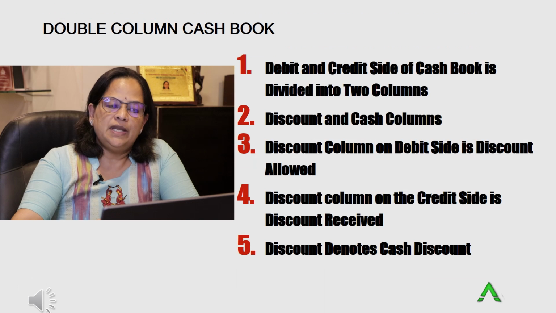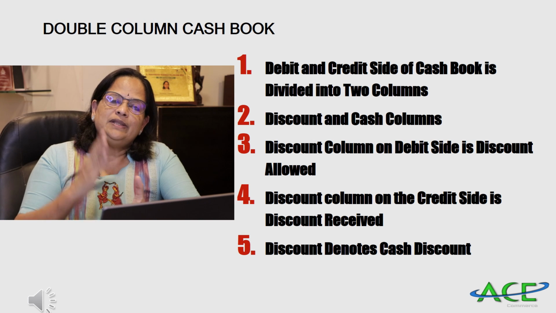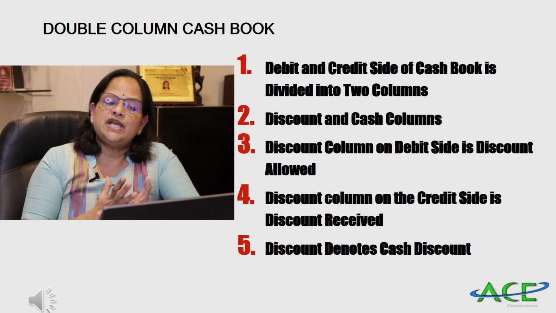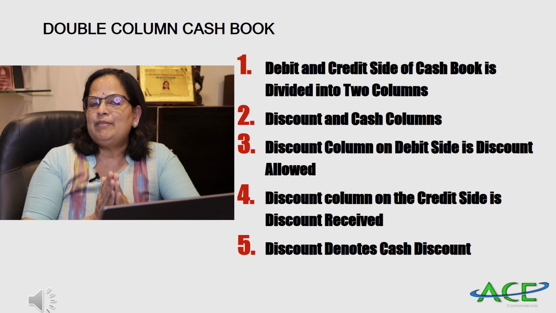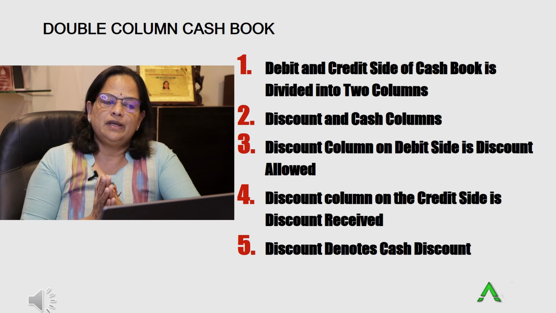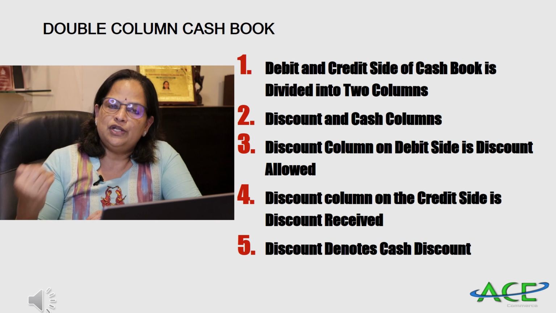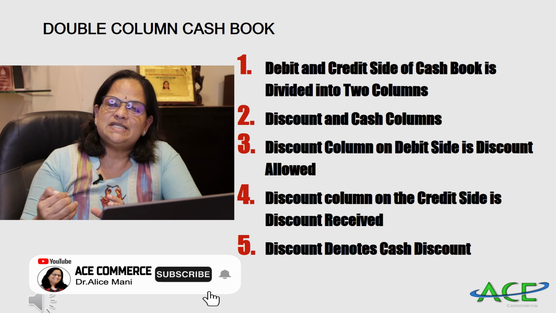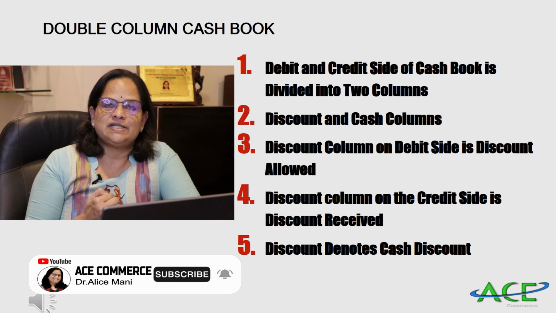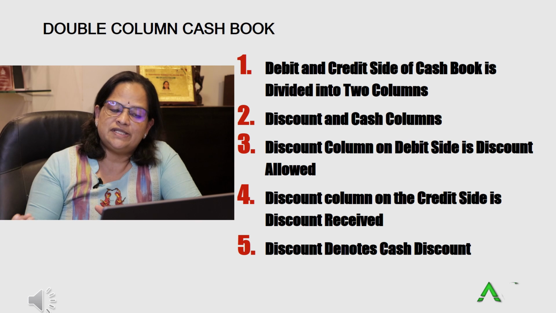1,86,000. Now we are talking about double column cash book. Double column cash book I told you the amount column is divided into two, cash and discount. In single column we have only cash column in the amount column. Only cash we will be recording. So double column cash book means debit and credit side of the cash book is divided into two columns, that is discount and cash. Now discount column on the debit side is discount allowed to parties. Whereas discount column on the credit side is whatever discount we received.